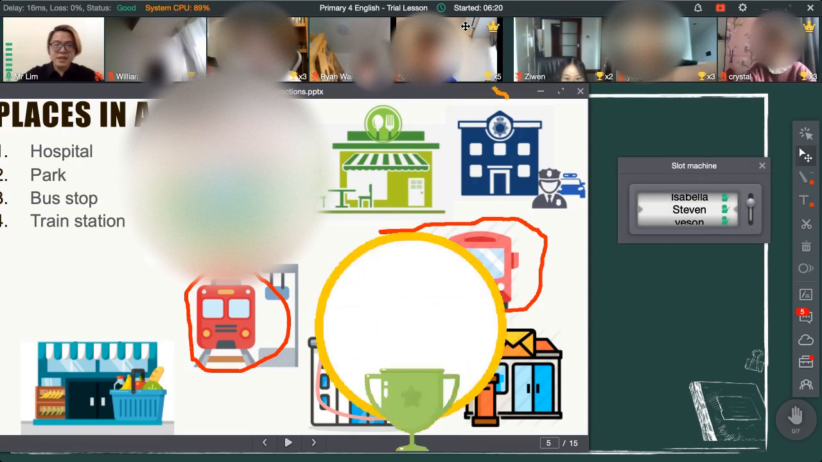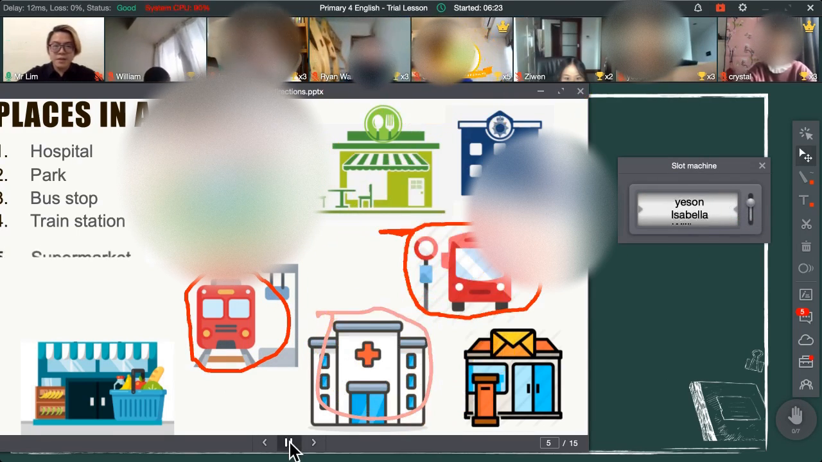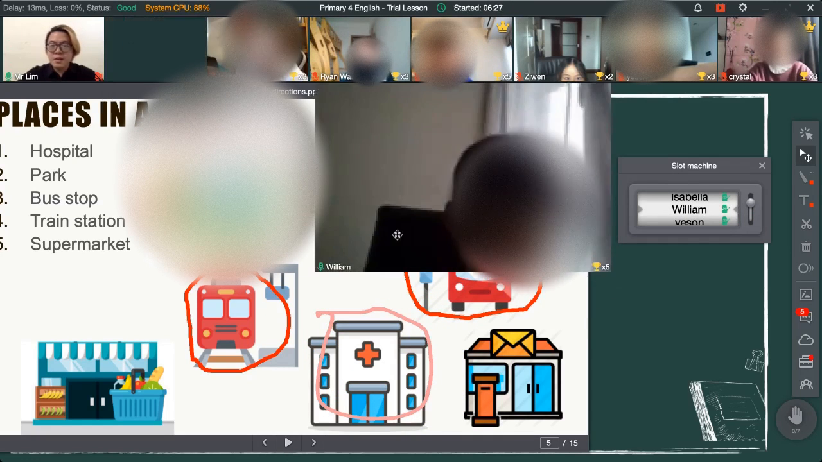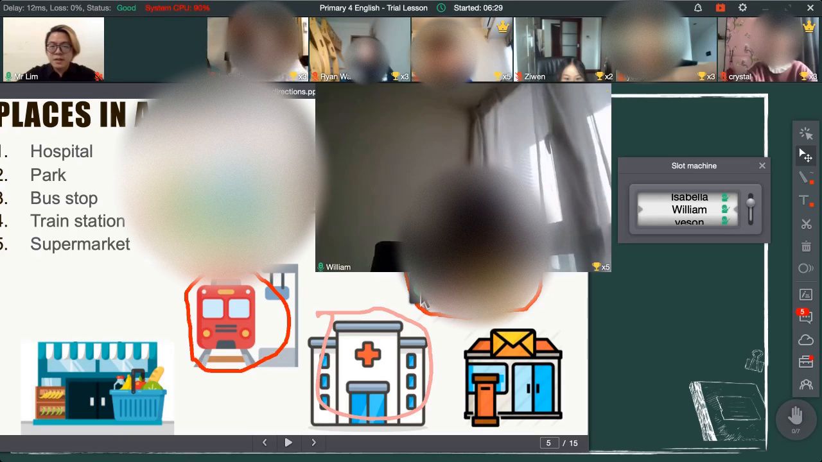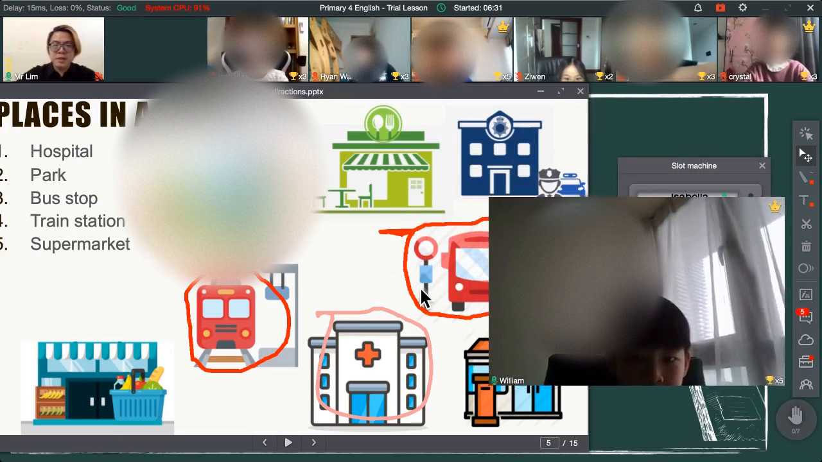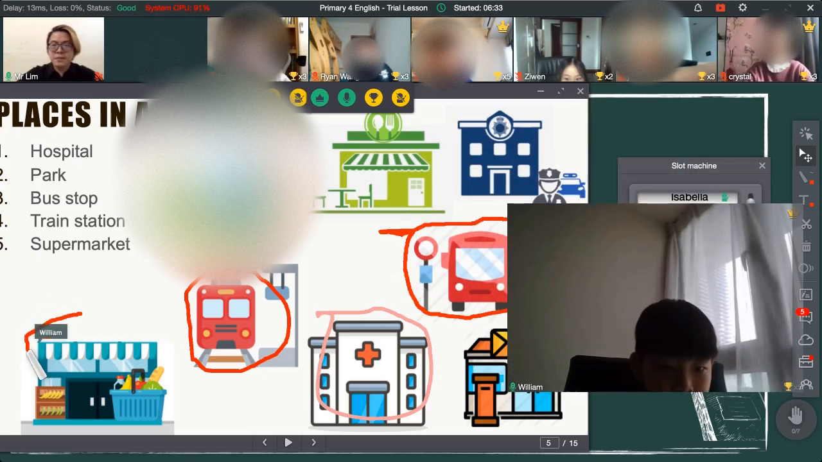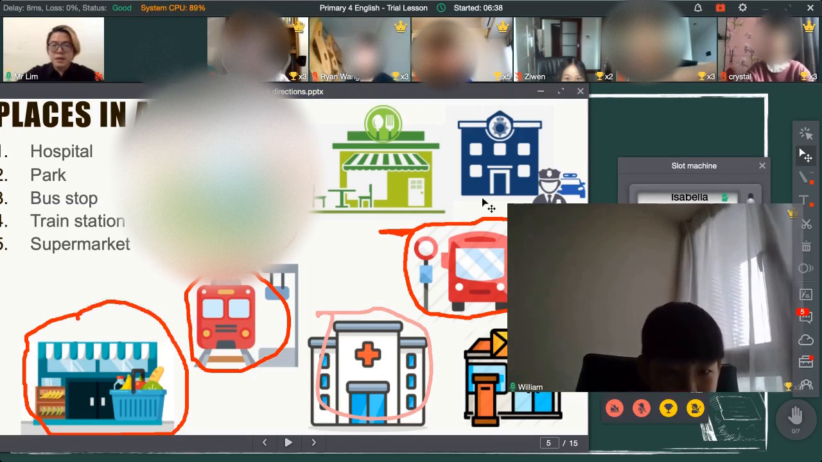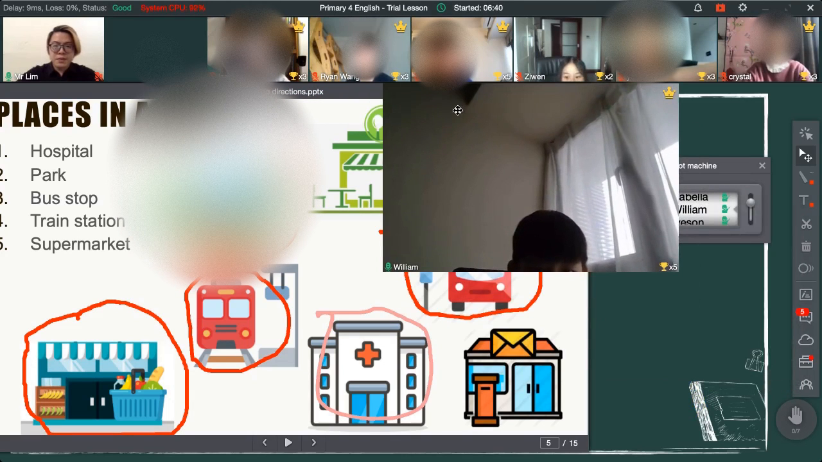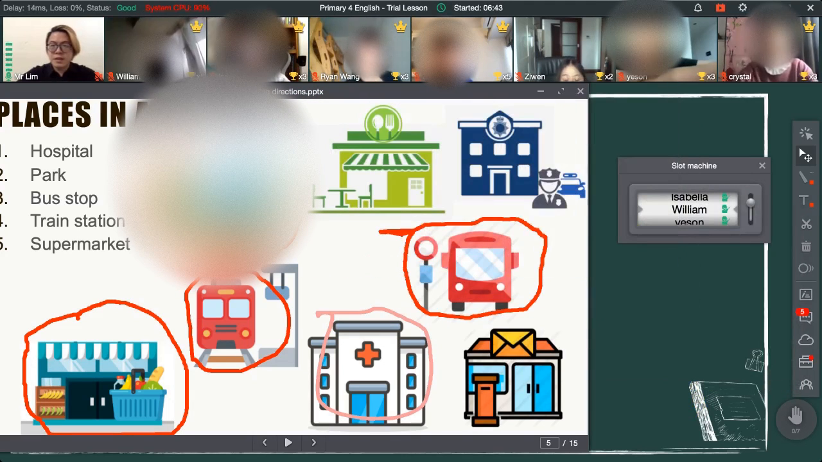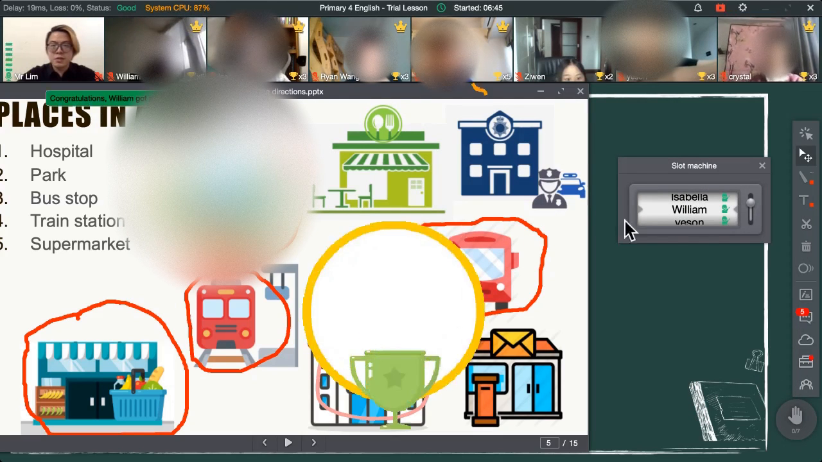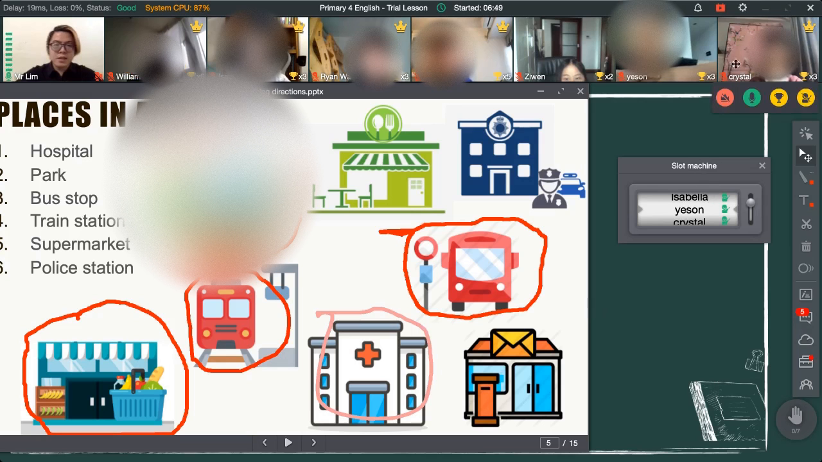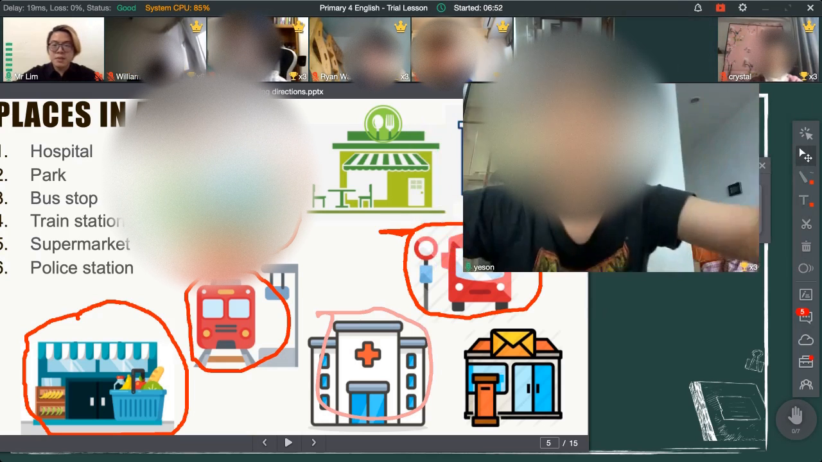Nice. Okay, next one, we have William. Hi, William. Could you tell us where's the supermarket? Okay. Well done. Okay, next person. Let me give you a trophy. The police station, Ethan. Where is the police station?